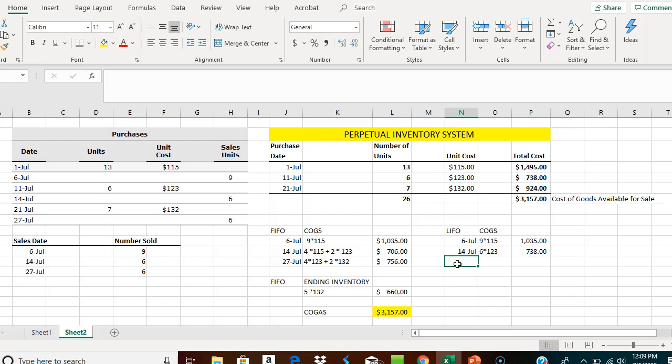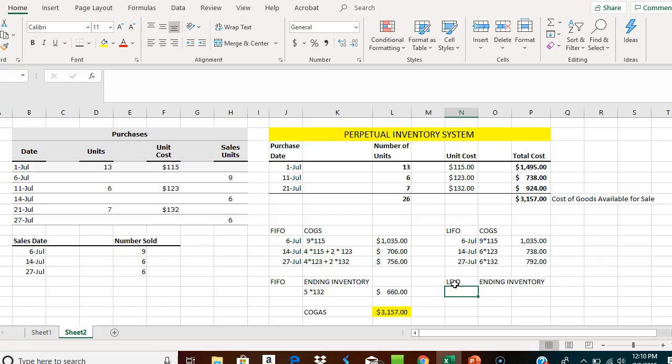Therefore, our cost of goods sold on July 14th would total $738. Now, once again, you must keep track of what do we have left in inventory. On July 27th, we sold 6 units. LIFO says, once again, last in, first out. We'll look at the purchase that took place prior to July 27th, which would be July 21st. On that date, we purchased 7 units. So we're going to assume that on July 27th, we sold 6 of those units that was purchased on July 21st. So it's 6 times the 132. Your cost of goods sold would equal $792. So you must pay attention to the sales date as well as the purchase date, because you cannot sell inventory that was not available at that point in time.